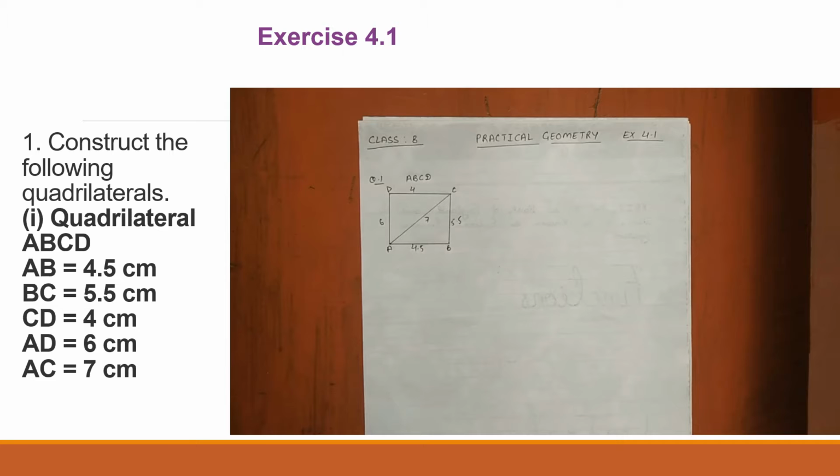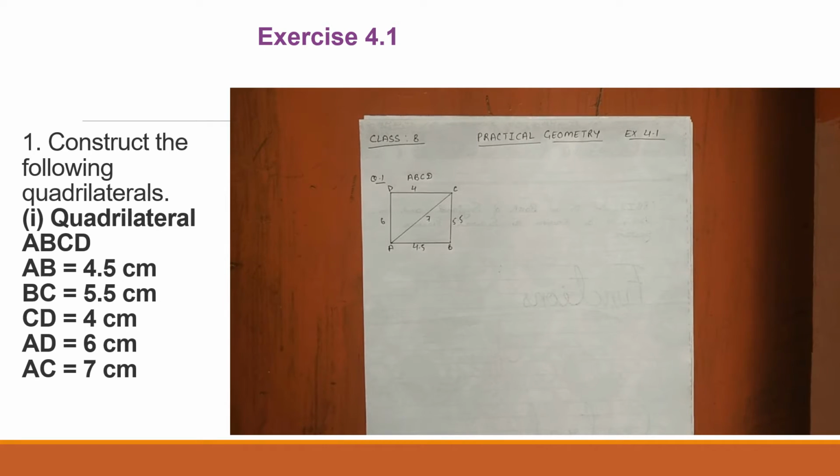In this very first exercise, exercise 4.1, we have to construct a quadrilateral, and the following dimensions are given to us: AB, BC, CD, AD, AC. Just see the rough diagram, it is visible to all. First of all, we have drawn that rough diagram. The question gives us a quadrilateral ABCD that we need to construct.